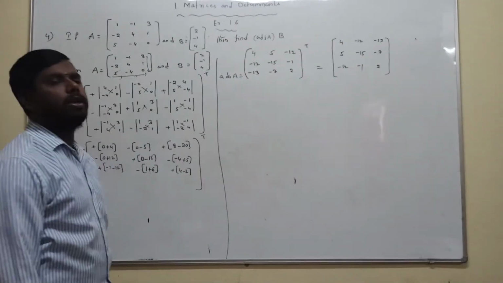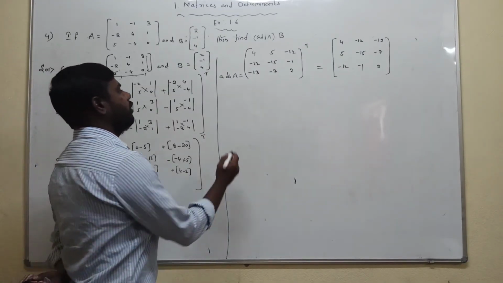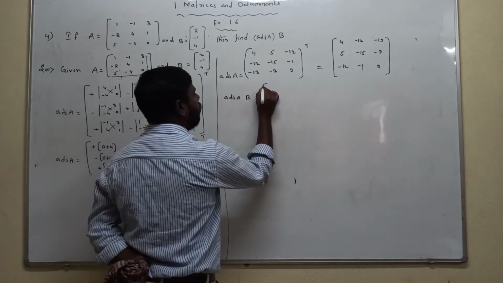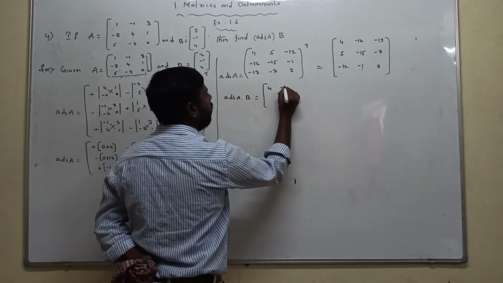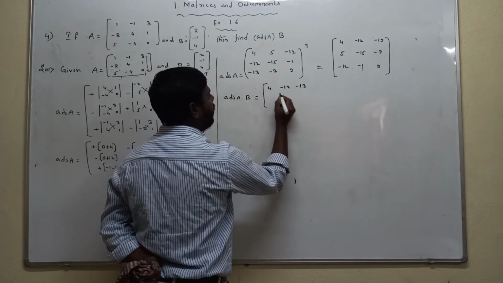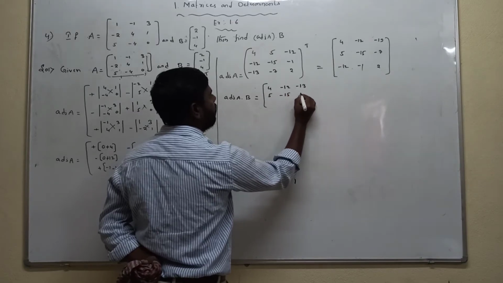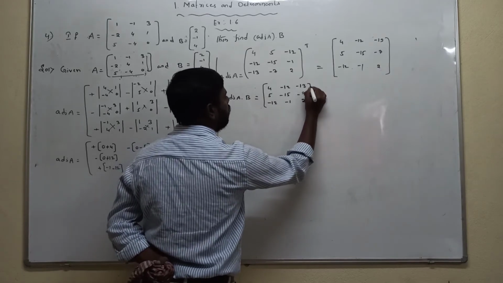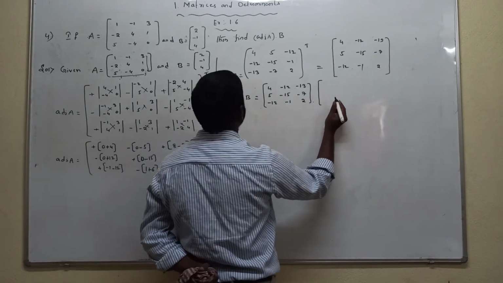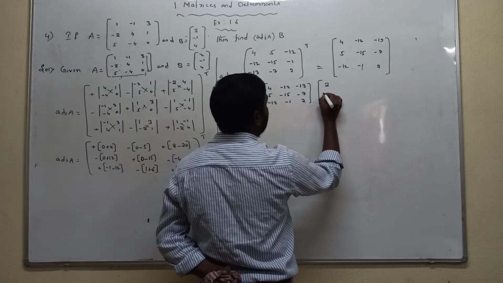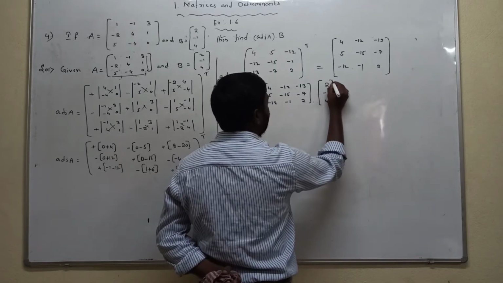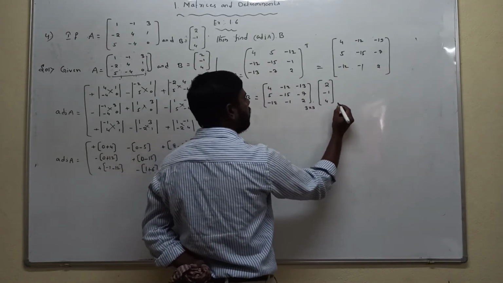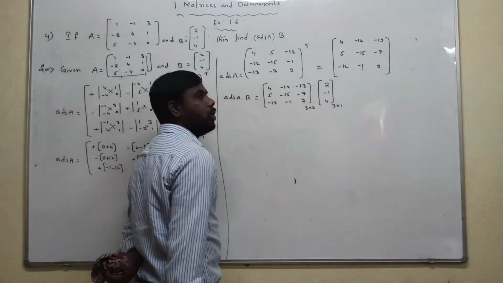Now we need to calculate adjoint of A into B. We need to calculate adjoint of A into B. So now adjoint of A is 4, minus 12, minus 13; 5, minus 15, minus 7; minus 12, minus 1, 2, into B, which is 2, minus 1, 4. Now observe here, the order of the first matrix is 3 by 3. The order of the second matrix is 3 by 1.